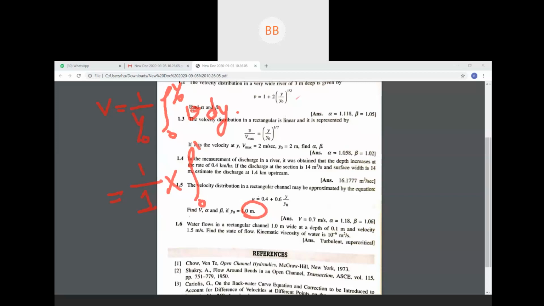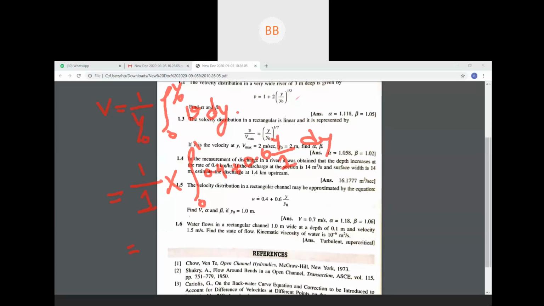Okay, and for v we are writing this equation, 0.4 plus 0.6 y by y naught. So here in place of y naught we can write 1 again, as y naught is equal to 1 is given in the question, dy. Okay, so now you solve. So this 1 will be 1.